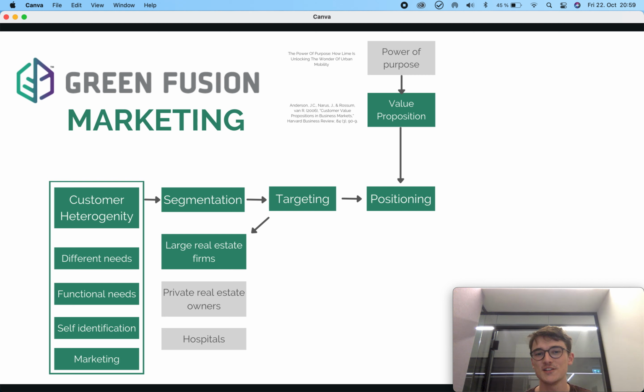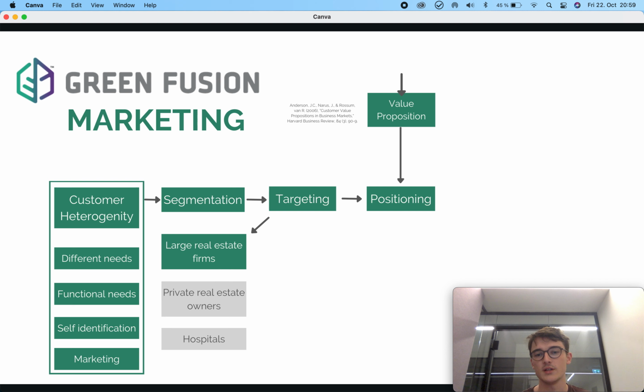And part of the value proposition is also the power of purpose, which is part of the case study regarding Lime. For Lime, it has been proven essential for the firm that they offer their clients CO2-free travel and really also translate this in their marketing and also for their employees as a value proposition and everybody they're dealing with.